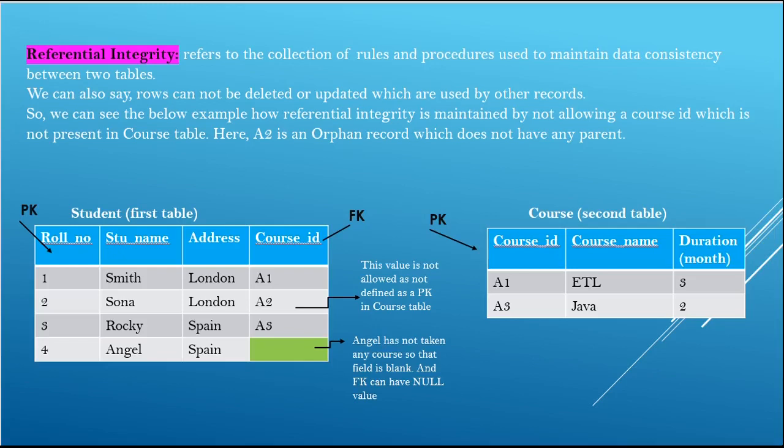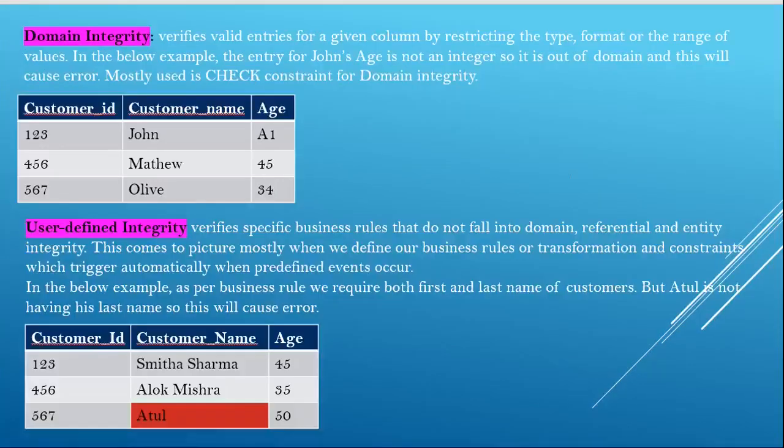ID A1, A3 is present in the course table. But ID A2 is not present in the course table. That means this ID doesn't have any parent. So this is an orphan record and referential integrity doesn't allow it. Now if we see roll number 4, student name Angel doesn't have any course ID, but that is fine. Student Angel has not enrolled to any course ID and FK can have null value. So that is accepted scenario.